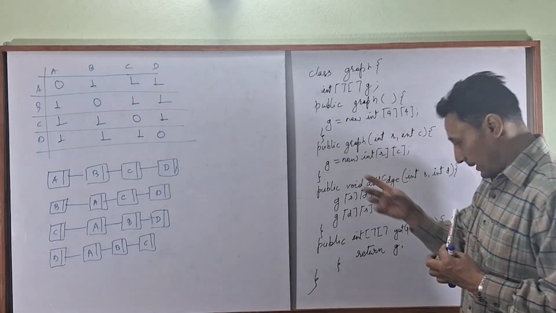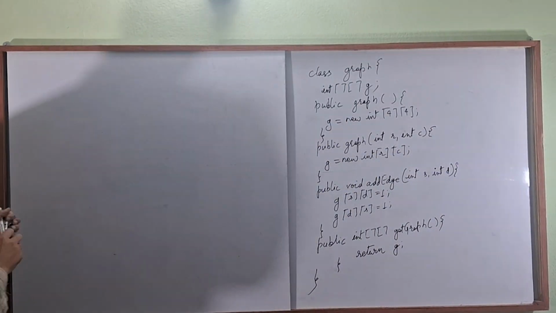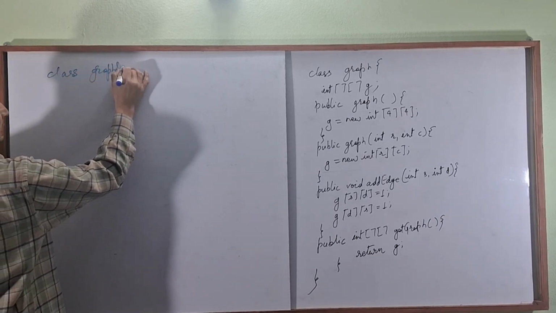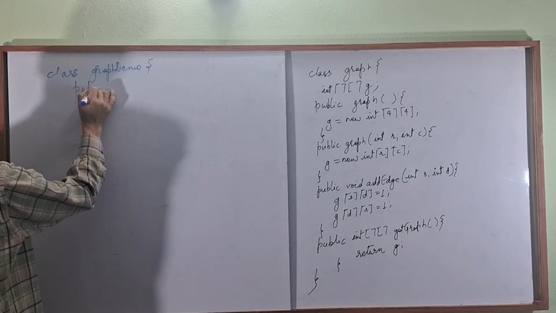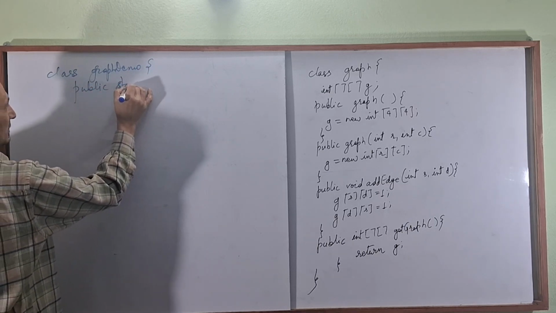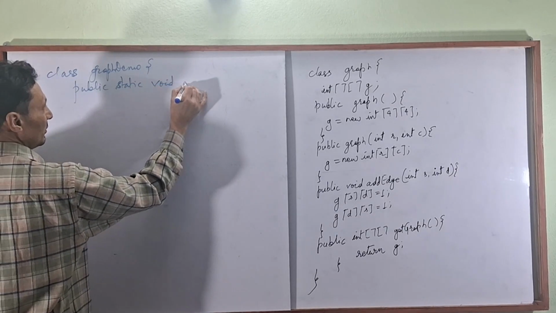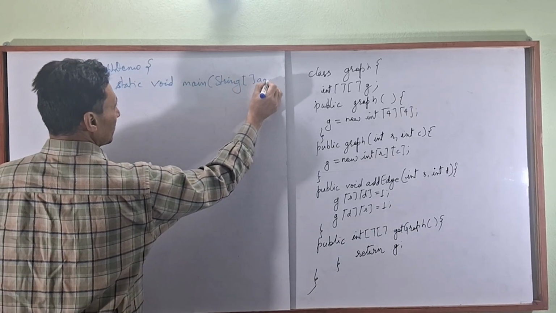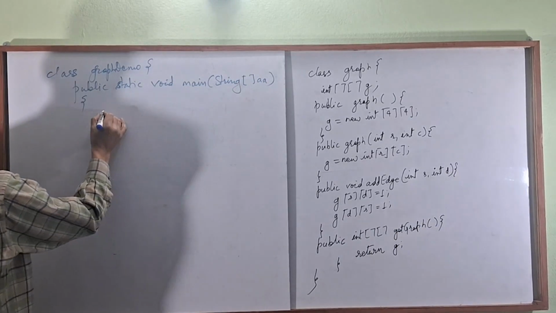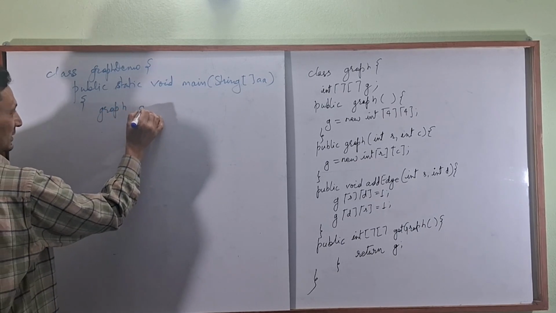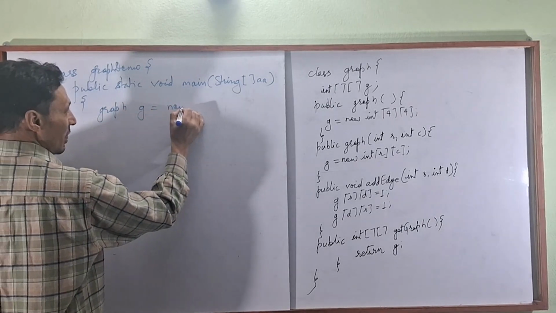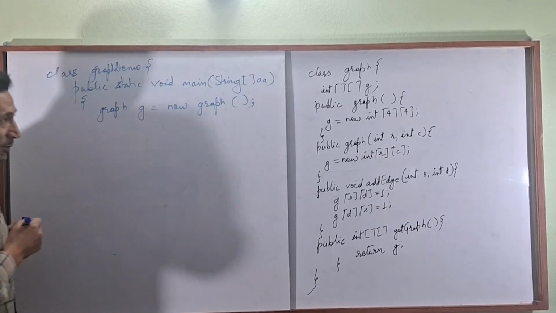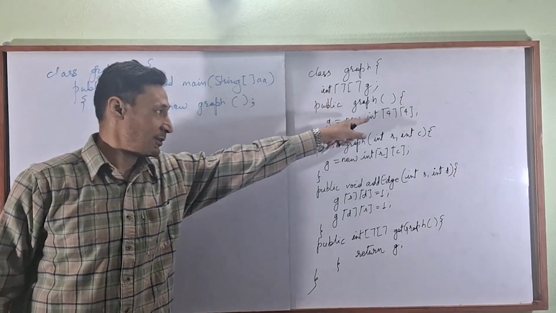Okay, now let's write a driver program for this, named graph demo. Class graph demo, then within the main function, public static void main, String a. Okay, now here we will be creating an object of this graph, z is equal to new graph. Here we will be using the constructor without any argument. We will be creating a 2-dimensional array of 4 by 4 size.